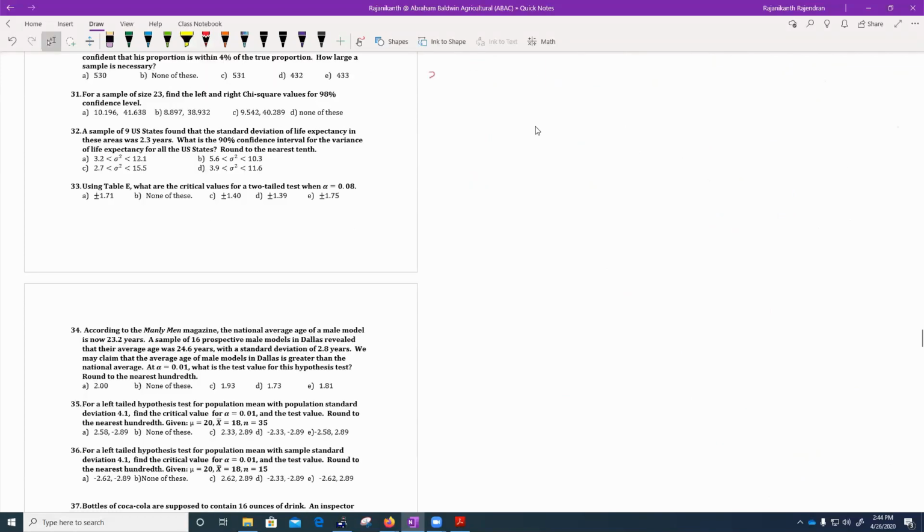Okay, next. For a sample of size 23, find the left and right chi-squared values for a 98% confidence interval. Okay, so this is a super easy problem.